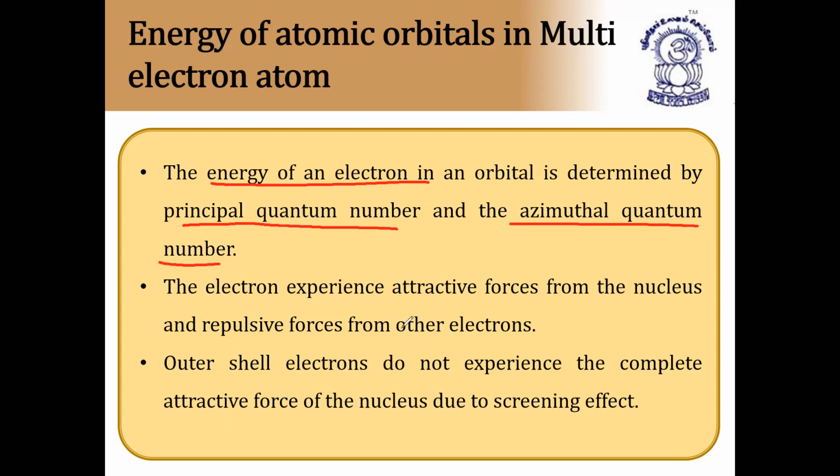Outer shell electrons do not experience the complete attractive force of the nucleus due to the screening effect. Here the screening effect is important. The outermost electrons do not feel the full attraction of the nucleus because they are far from the nucleus, and the inner electrons screen the outer electrons. So due to the screening effect, the outer shell electrons do not experience the complete attractive force of the nucleus. I hope this is clear.